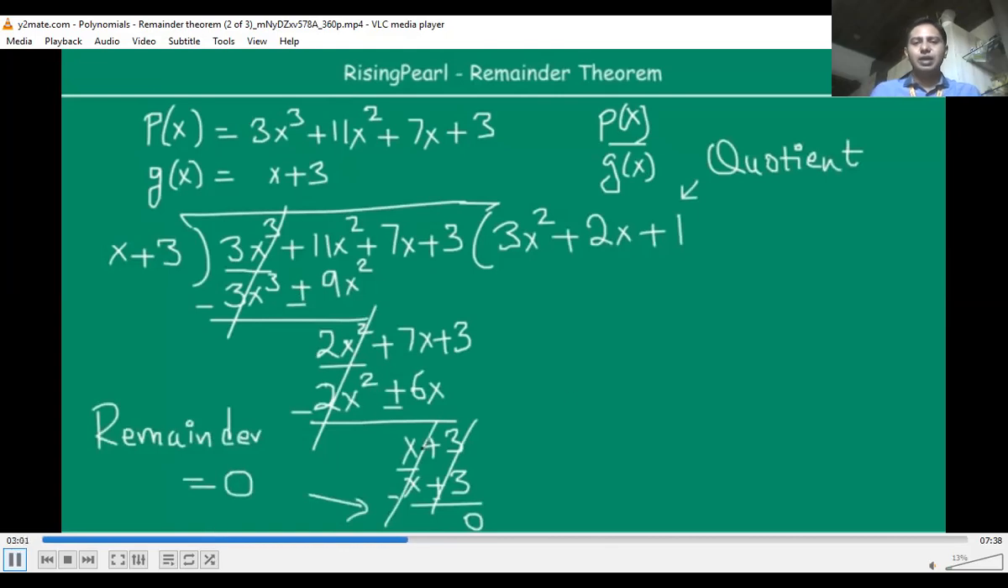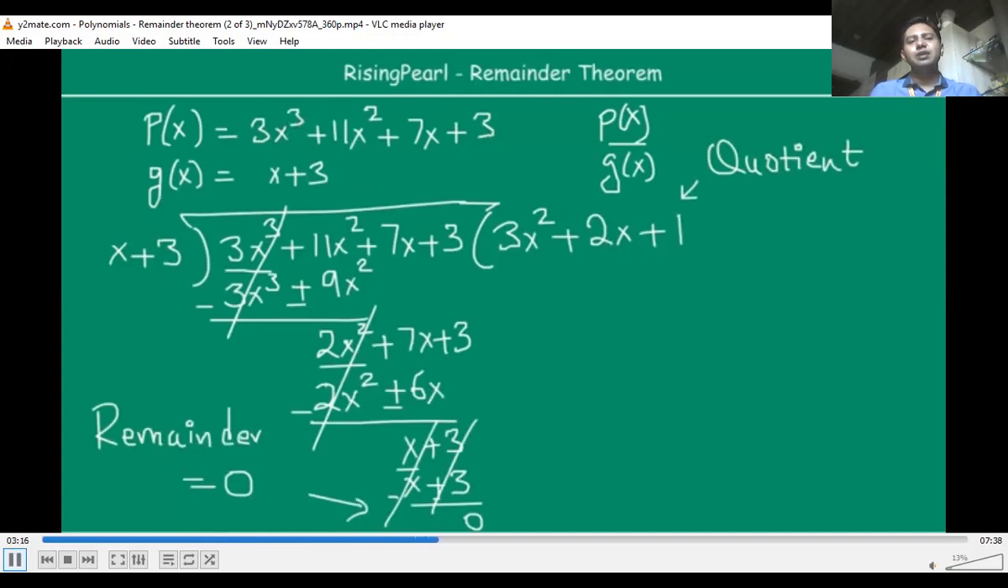So we have a degree of remainder as 0 and degree of divisor is 1, that is x plus 3. Now what? We need to apply the remainder theorem as well. So we'll check whether, using the remainder theorem, we'll get the same remainder or not.